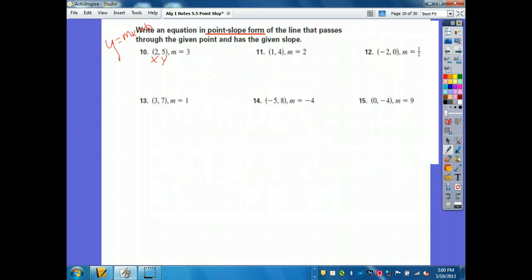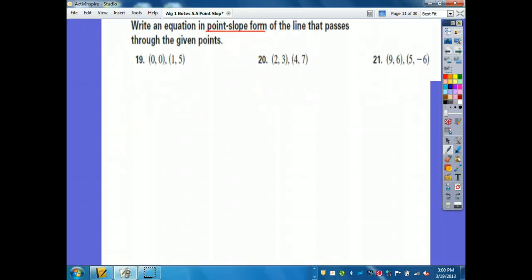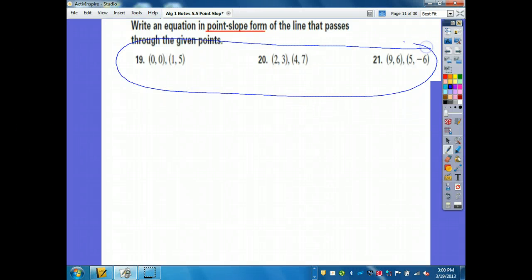Write an equation. This is pretty simple. They give you the slope, and here's your x and y. Follow your steps, 1, 2, 3, 4 for all of those. On the back, I just want you to do 19 through 21. Those you have to find the slope, so you have to do all 4 steps again. You're going to have to find your slope, substitute, distribute, and then y equals.